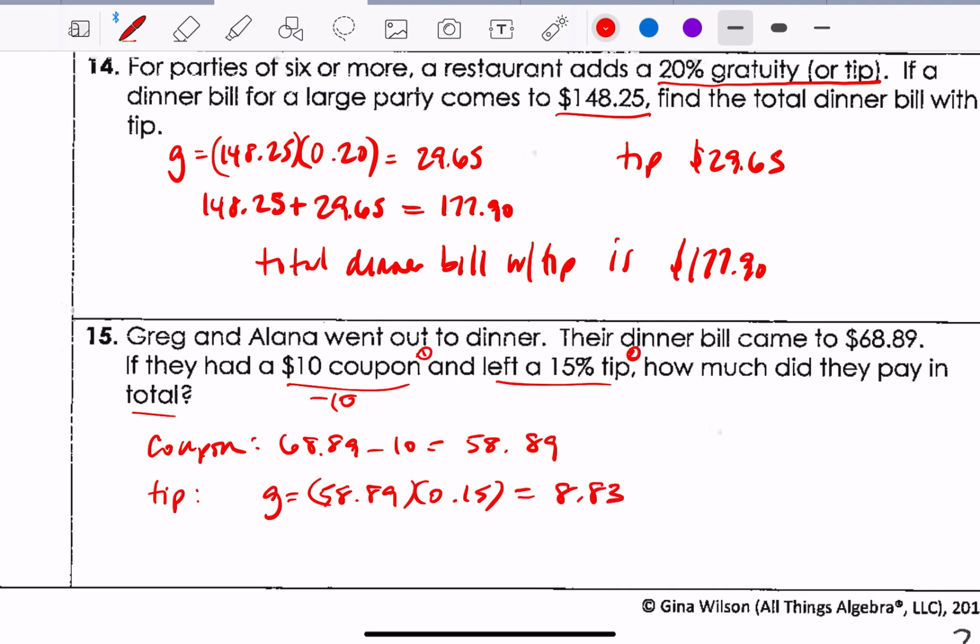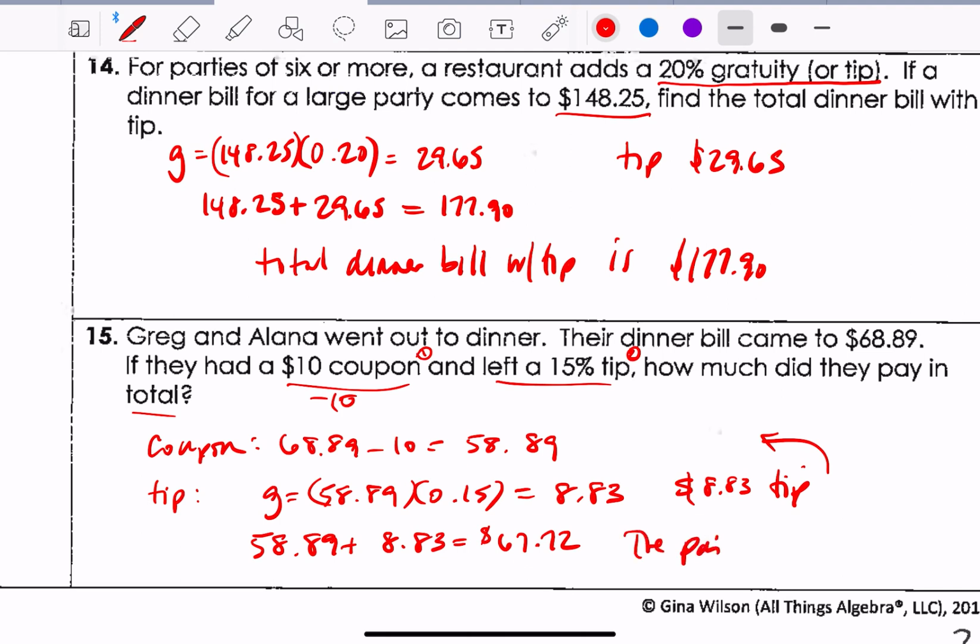So the tip is going to be $8.83. But what am I adding that to? Well, I'm adding it to the cost without the coupon, the 58.89. So 58.89 plus 8.83 is 67.72. So they paid $67.72 in total. So that is how that works.